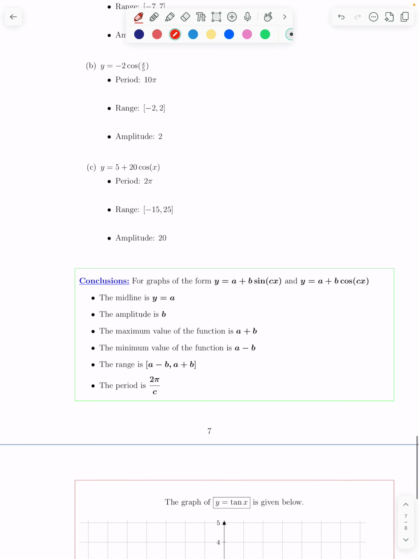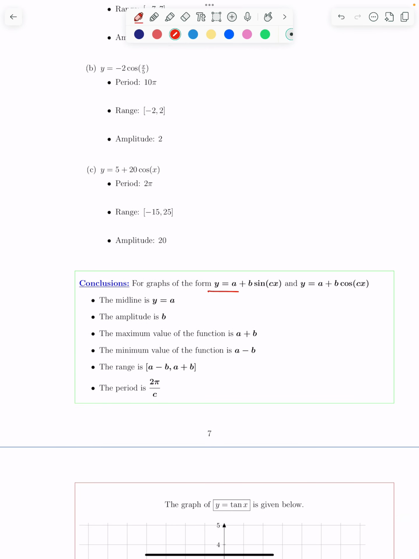And then just a little summary here, conclusions. For graphs of this form, a plus b sine cx, you get the period by saying cx equals 2 pi, and therefore x is equal to 2 pi over c, and that's your period.